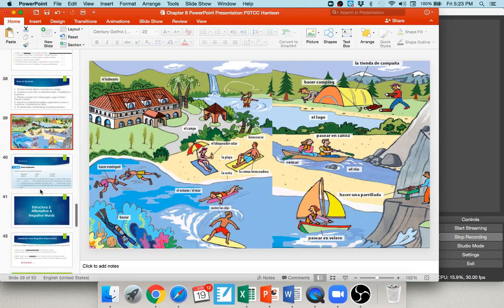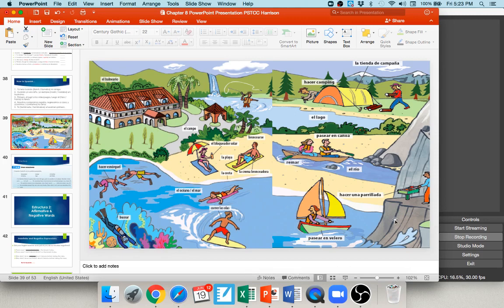Okay. Also in this chapter, you see more vocabulary related to outdoorsy activities. I guess this goes with the vacation component. And there's things like camping. Over here to the right, you see hacer camping, to do camping. La tienda de campaña, the tent itself. You can see a photo of a lake here, el lago. Here, these people are in a canoa, a canoe, in the río, the river. And this woman has to remar, she has to row.